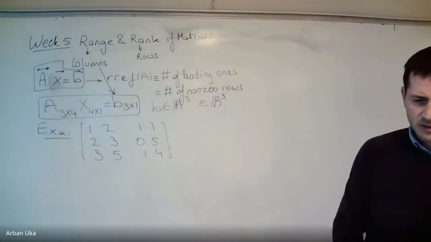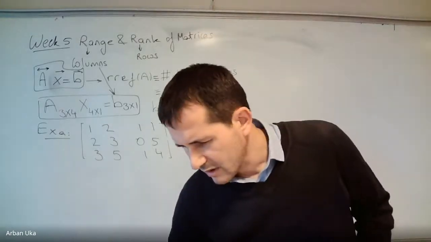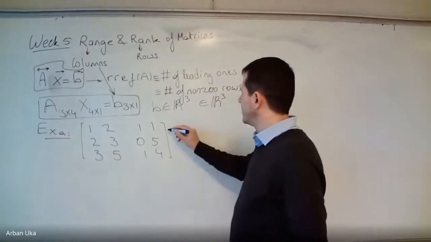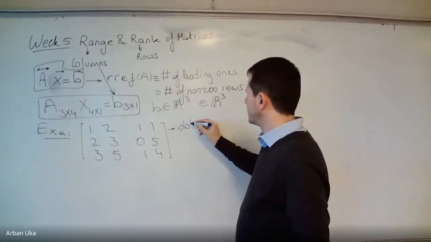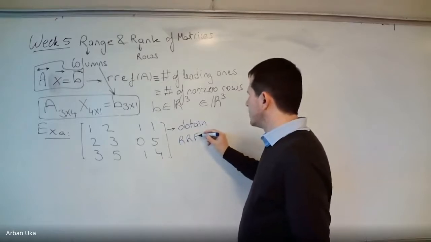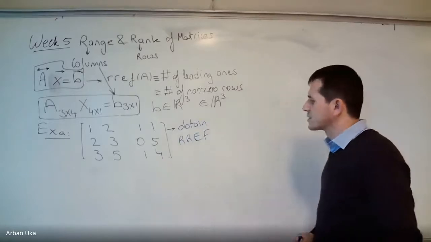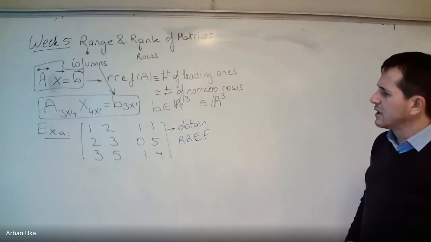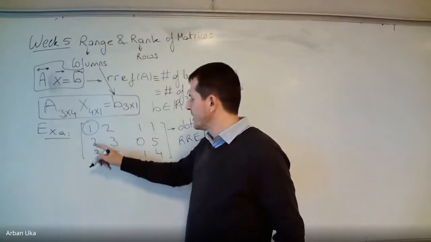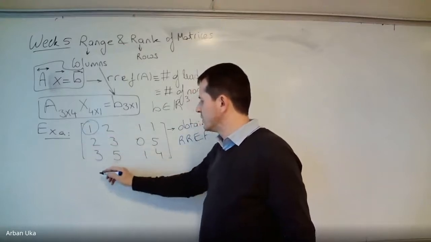So you go to a test, and you are asked, find the rank. What should we do? We can do the following: obtain the reduced row echelon form. So this is the question. How do we do that? We try to obtain leading ones. So let's put here we have a leading one. How can we zero out these elements here?